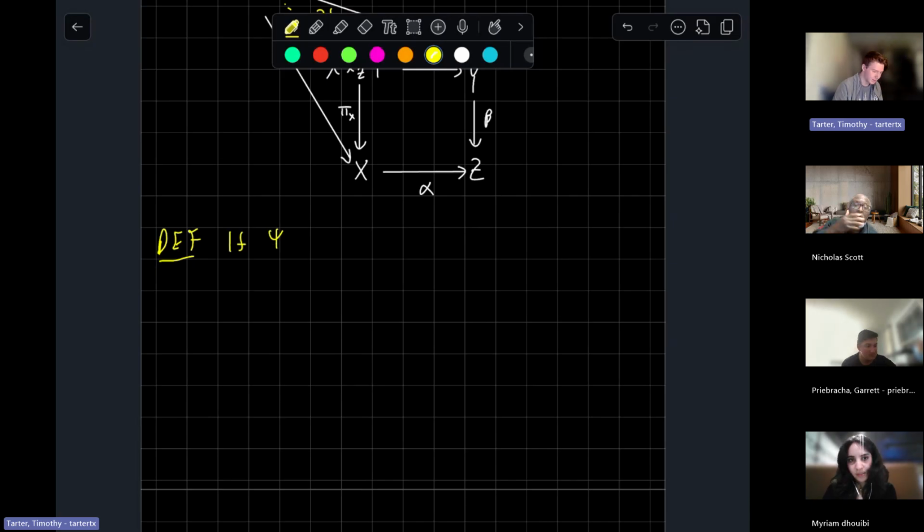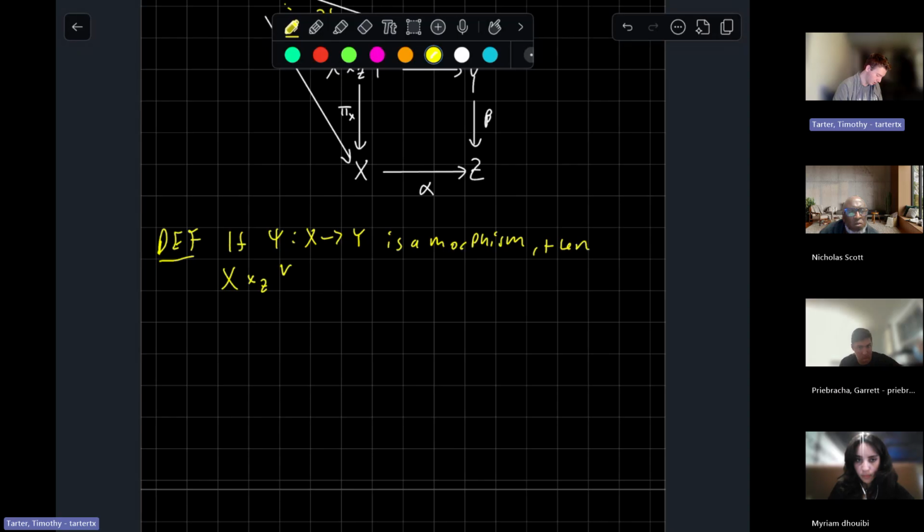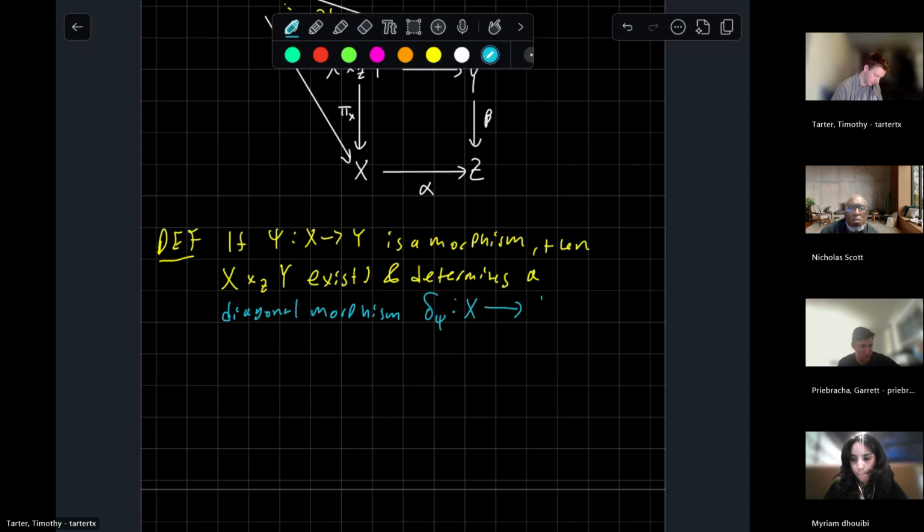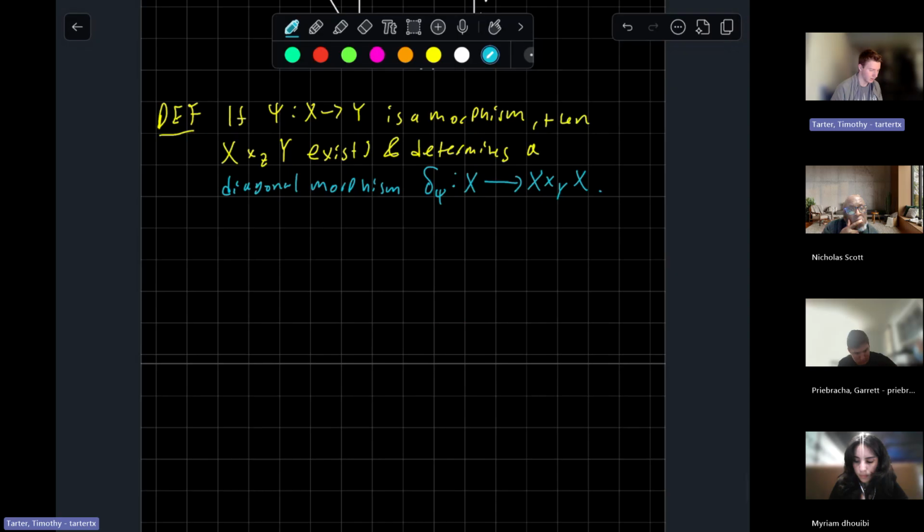So if psi from x to y is a morphism, then x fibered product through z of y exists and determines a diagonal morphism delta of psi from x to the fibered product of y with x. And the diagonal morphism is actually kind of the key here.